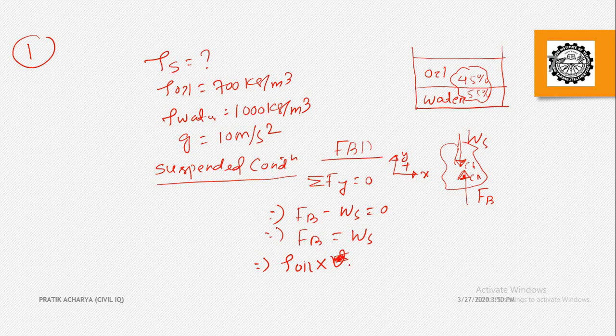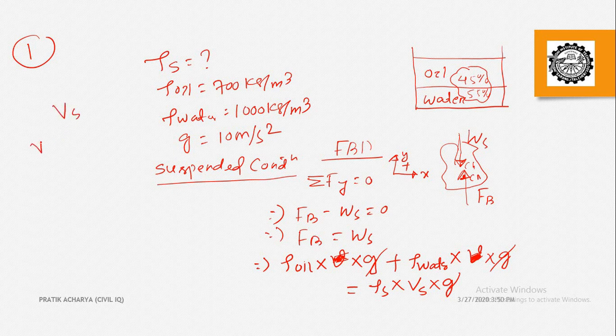This is the part which is submerged in oil, 45% of it, times g, plus the density of the water times the part which is under the water, 55% submerged, times g. This will be equal to the density of the solid times the volume of the solid body times g. The g cancels completely. If the volume of the solid body is V_s, the volume submerged in oil is 0.45 of V_s.